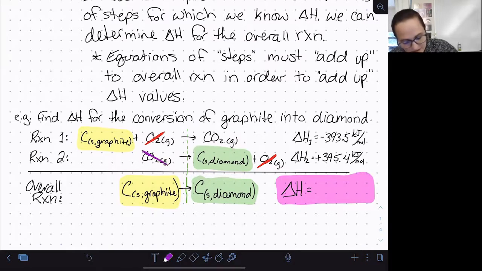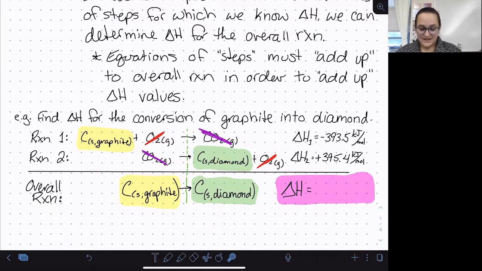Those are going to cancel each other out as well. So once everything else is canceled out, the only things we're left with are the things that are actually a part of our overall reaction. That means that these two reactions add up properly. Reaction 1 plus reaction 2 does equal the overall reaction.